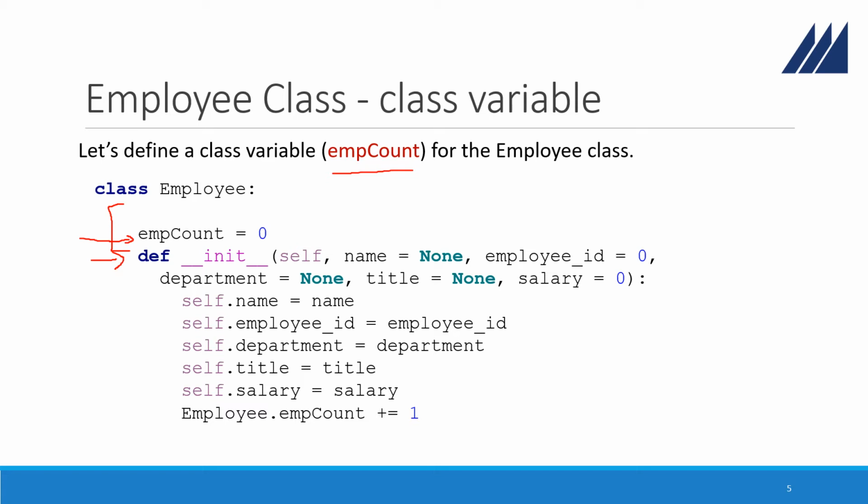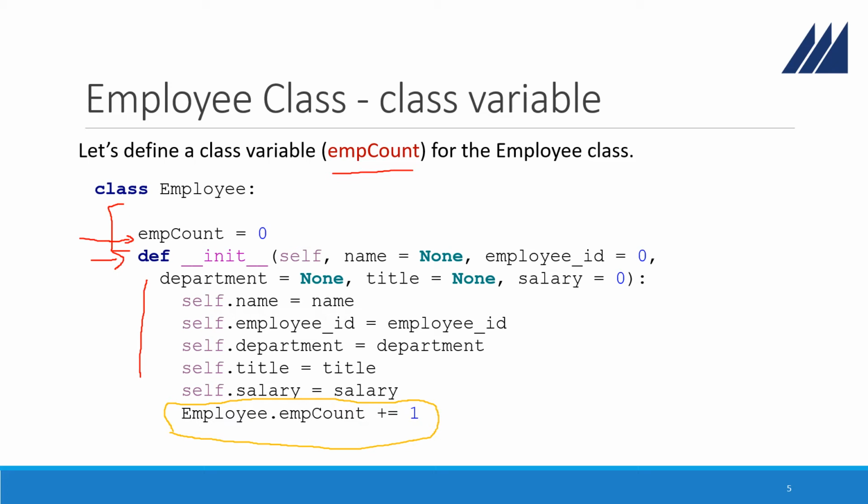Okay, so in this example, we have the employee count and we assigned it to 0 because at the beginning, when we create a class, we do not have any employee. We did not create any object from this class. So in this case, it's going to be assigned to 0. All right. And in the init method, there's one more thing I changed. Every time I create an object from this class, I need to update the class variable, which is emp count. Okay, I need to update it.